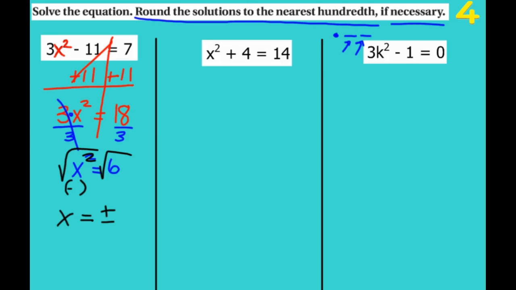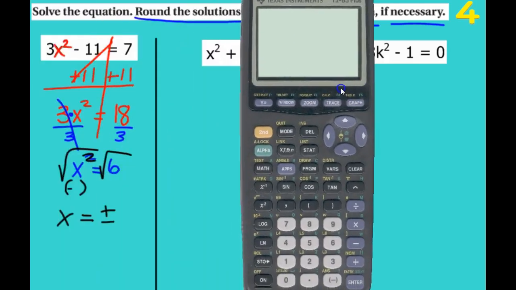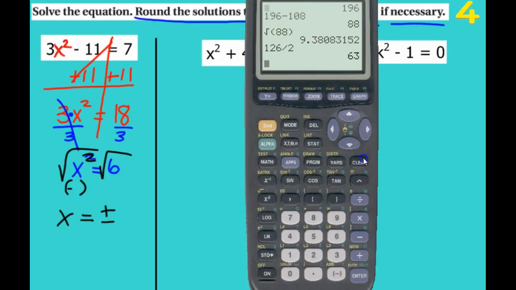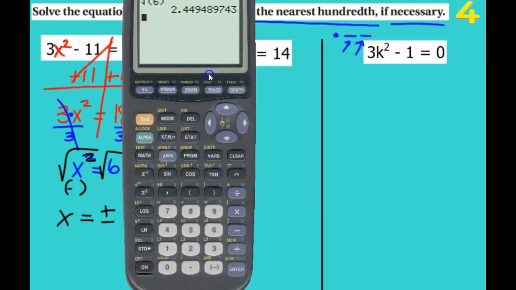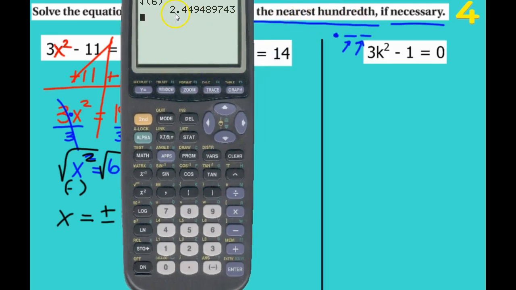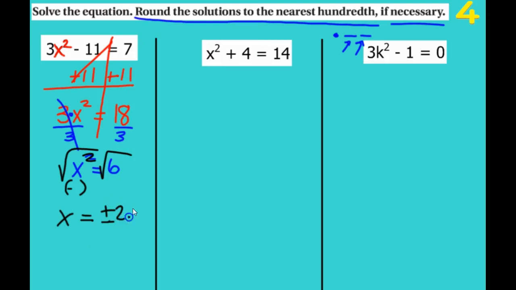I don't know what the square root of 6 is, so let's plug it in. We have square root, remember that's the yellow one here. So we want second square root of 6, which is really 2.449. We want 2 decimal places, nearest hundredth. So 2.44. Since the next number is higher than 5, we round that to 2.45.